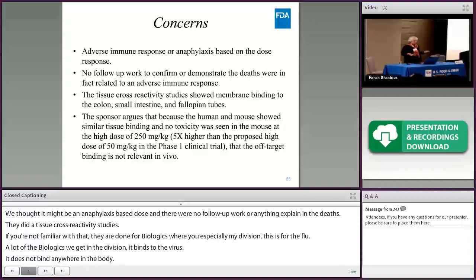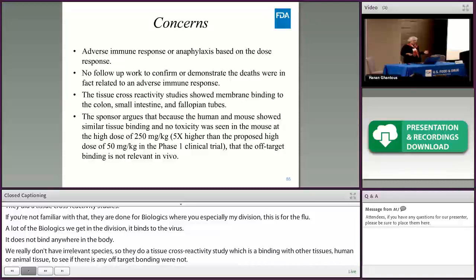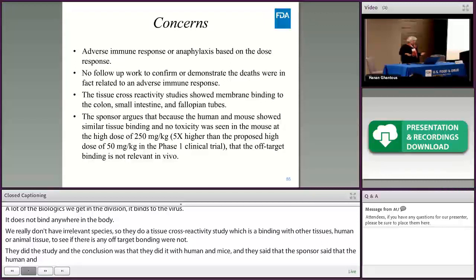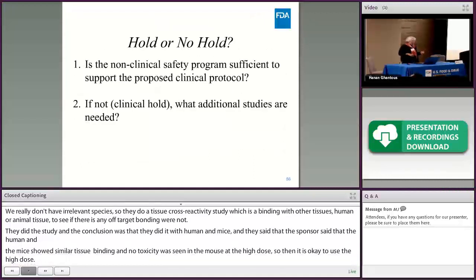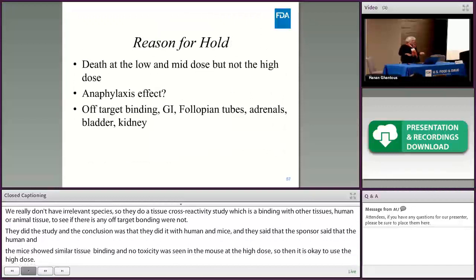So they did that study with human and mouse, and the sponsor said that the human and the mouse showed similar tissue binding, and no toxicity was seen in the mouse at the high dose, so then it's okay to use the high dose. That was their suggestion. So, hold on.